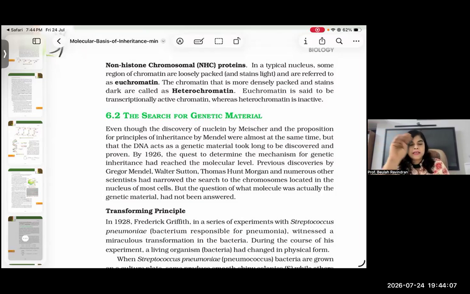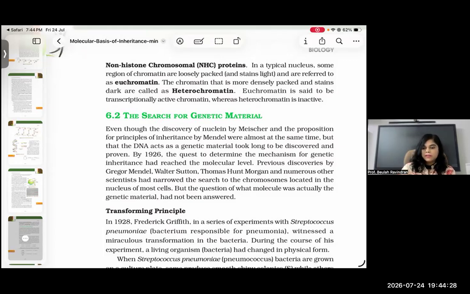It stains light. In contrast, the chromatin that is more densely packed is heterochromatin. It is said to be transcriptionally inactive. So you have to understand these two differences. Euchromatin is transcriptionally active. Heterochromatin is transcriptionally inactive. This is all very important.